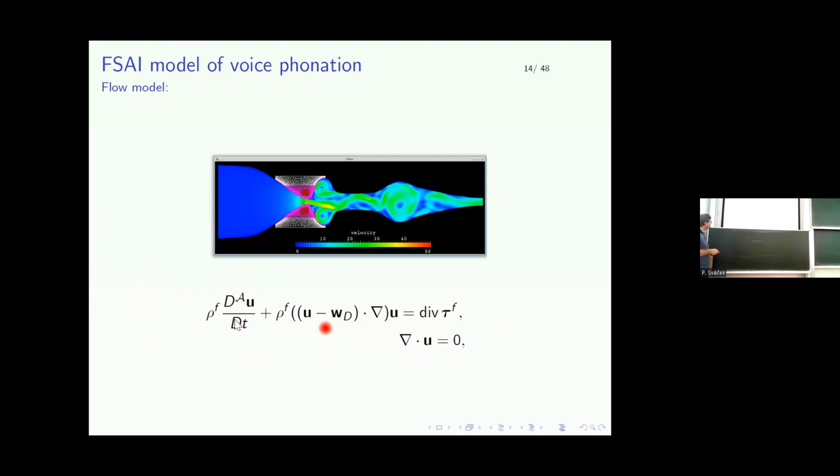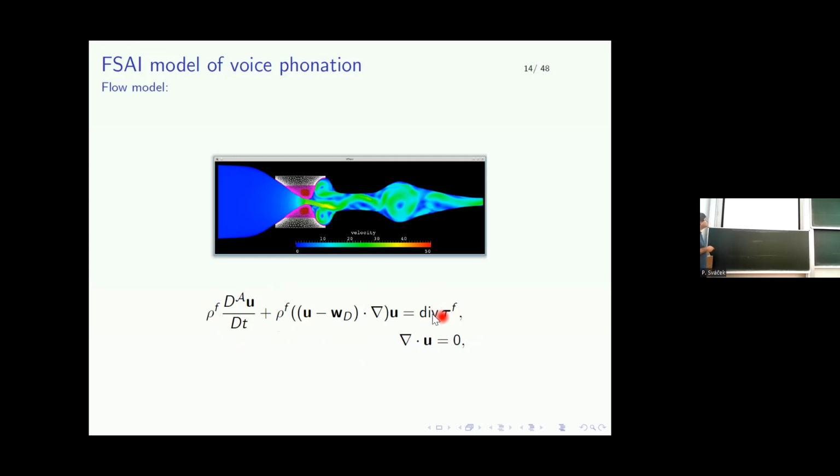If we say that WD, which is the domain velocity, is equal to 0, we have the standard form, because this is a time derivative. So we have a time derivative of u with respect to t multiplied by the fluid density, the convective term, and there is the divergence of the stress tensor on the right hand side.